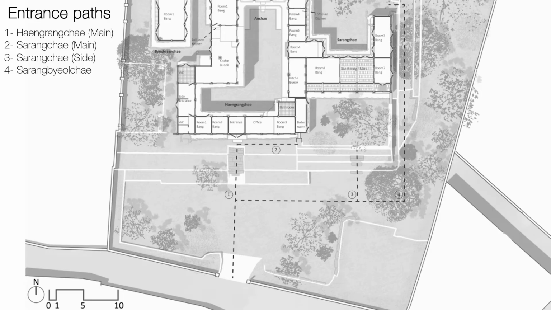After entering into the Anchai through the Haerangchai, Anchai, Sarangchai, and Haerangchai are all connected together sharing the same courtyard. There are 4 different entrances, each of them with its own different gate.